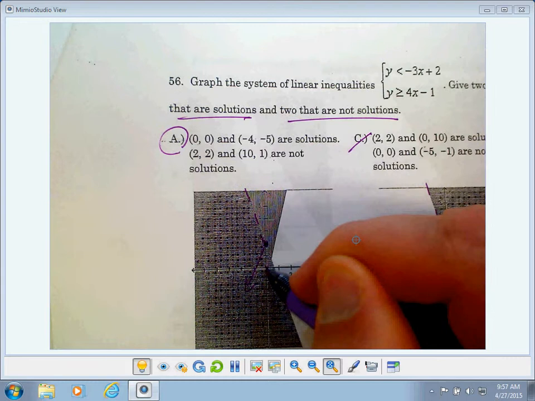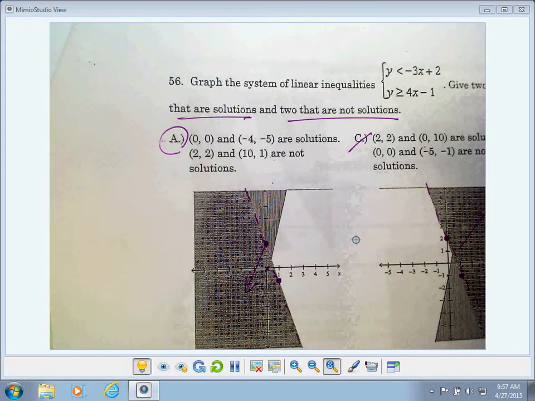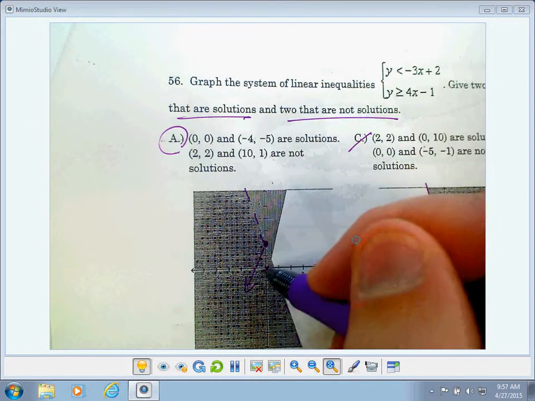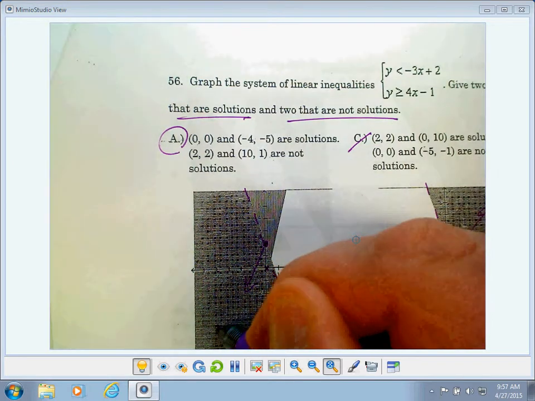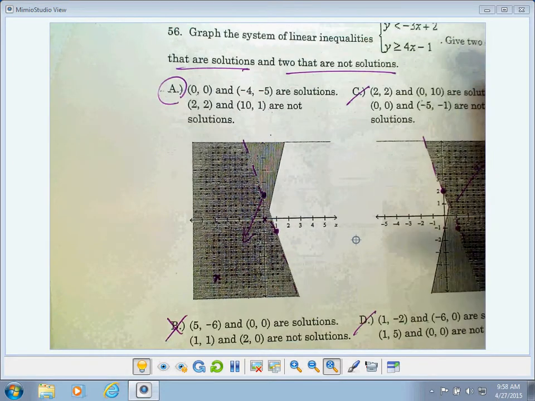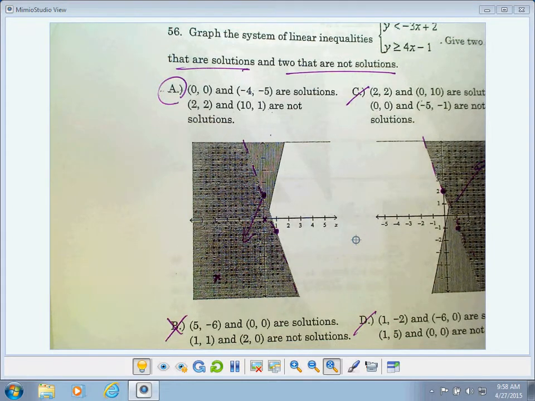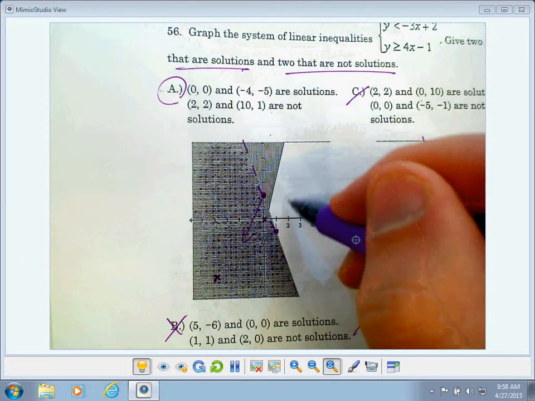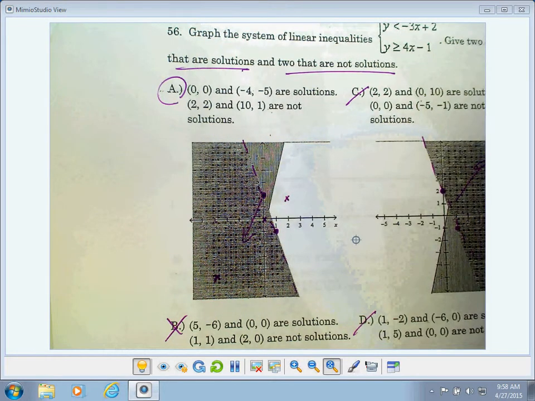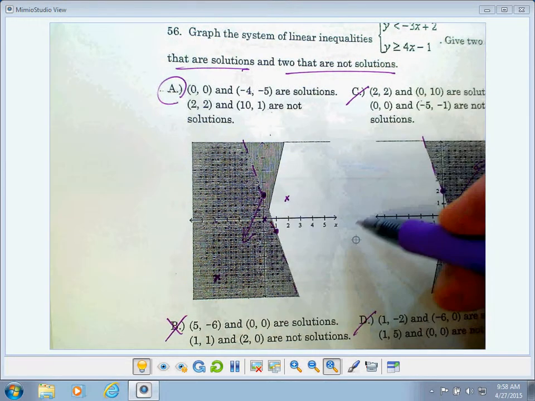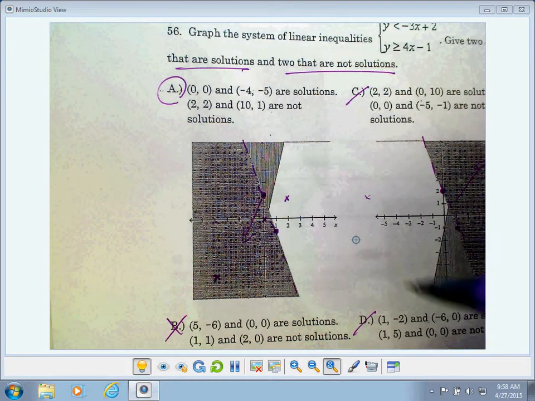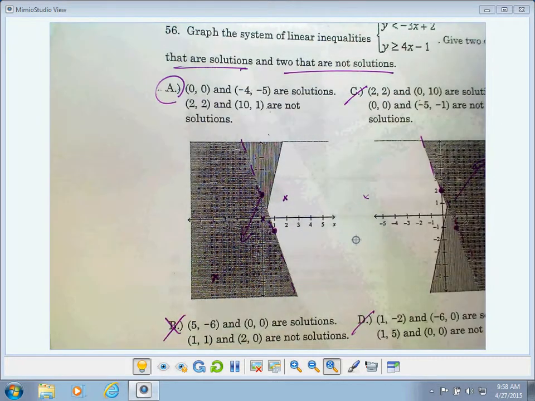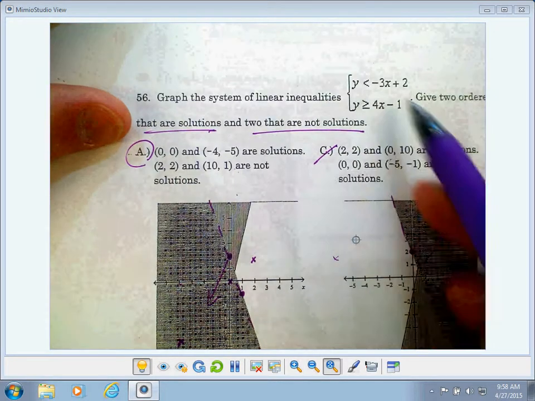Okay, here's 0, 0. It's in the shading area, double shading area. That means it's a good answer. -4, -5 is down here. Also in the shading area, double shading, which is good. 2, 2 is over here, not in the shading area, so it is not a solution. And 10, 1, which will be way out here somewhere, it also would not be in our double shading area. So A has got to be correct for any number of reasons. But as you can see, we eliminate the possible answers by just looking at whether or not these things were graphed correctly.